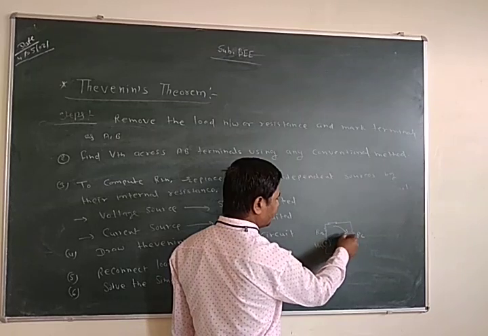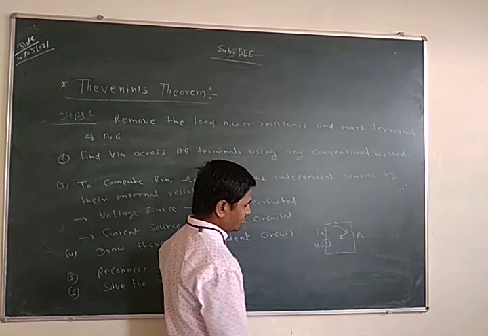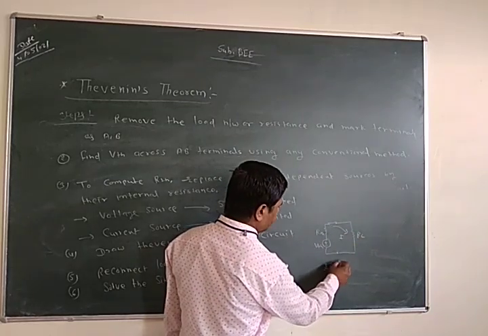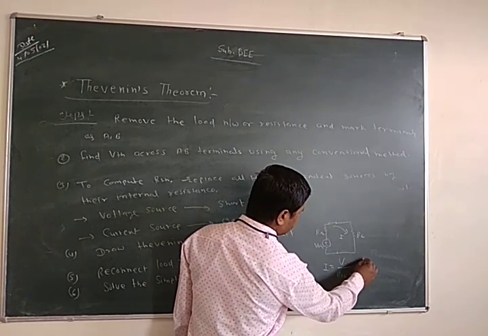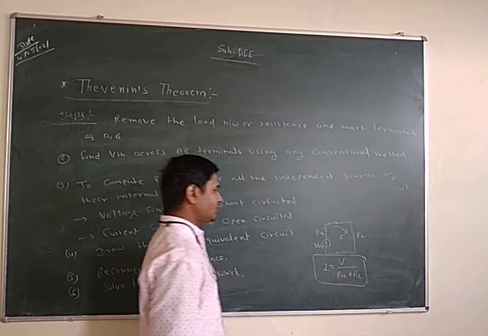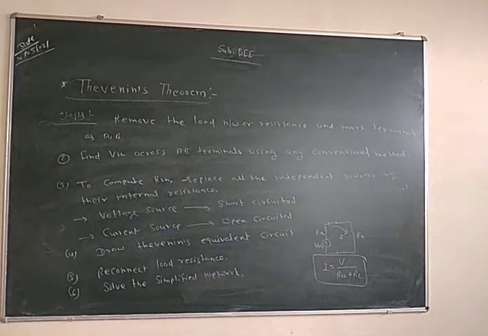If we have to find the value of current in the load resistance, then we can find I is equal to V upon RTH plus RL. So in this way, we can solve the simplified network using Thevenin's theorem.